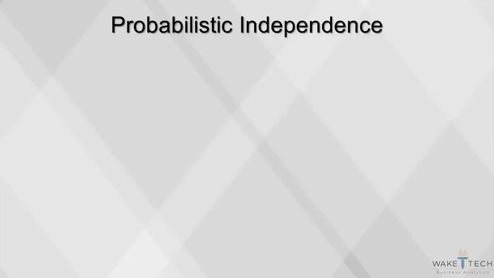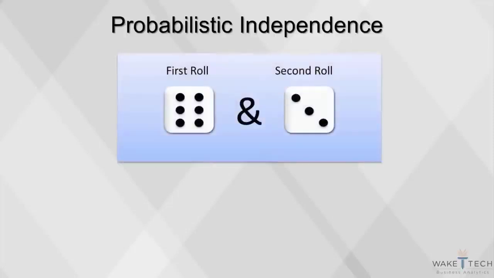If two events are independent, or their outcomes aren't affected by each other, then the probability of both A and B occurring is simply the product of the two probabilities. In the case of our die, the probability of getting a 6 on the first roll and getting a 3 on the second roll is 1 in 6 times 1 in 6, which equals a 1 in 36 chance.